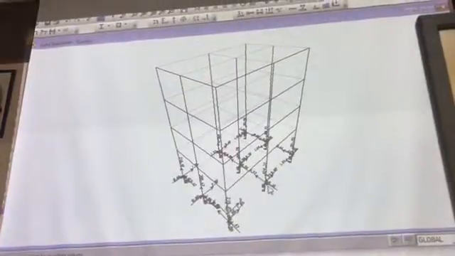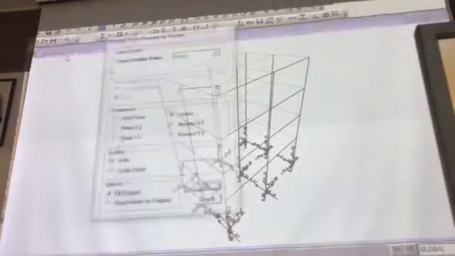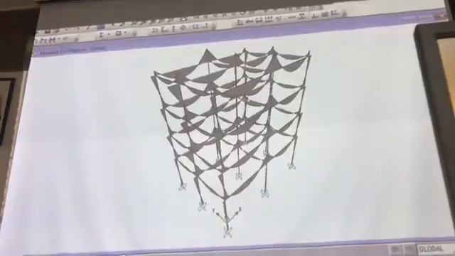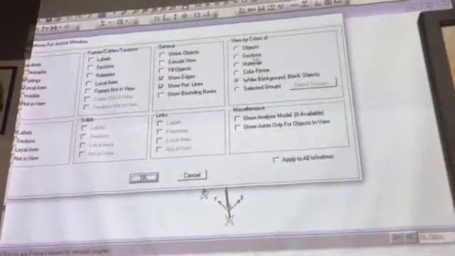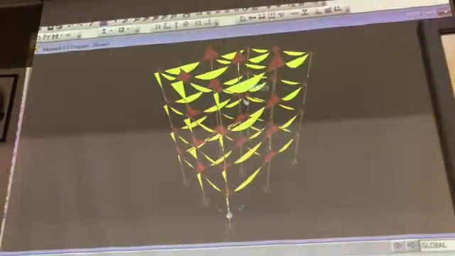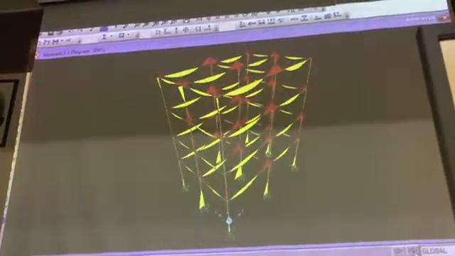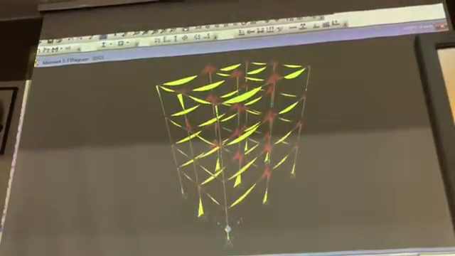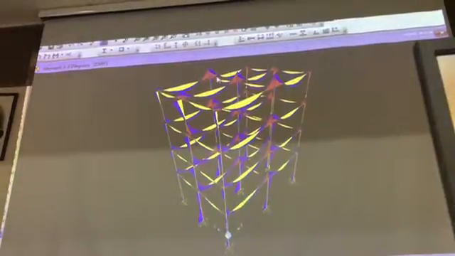Okay, these are reactions. Or let's see moment diagrams. Moment diagrams due to Düşey loading. This is the moment diagram due to Düşey loading. And what about the moment diagram due to dx1? The moment diagram due to dx2, dx3. This is zarf.